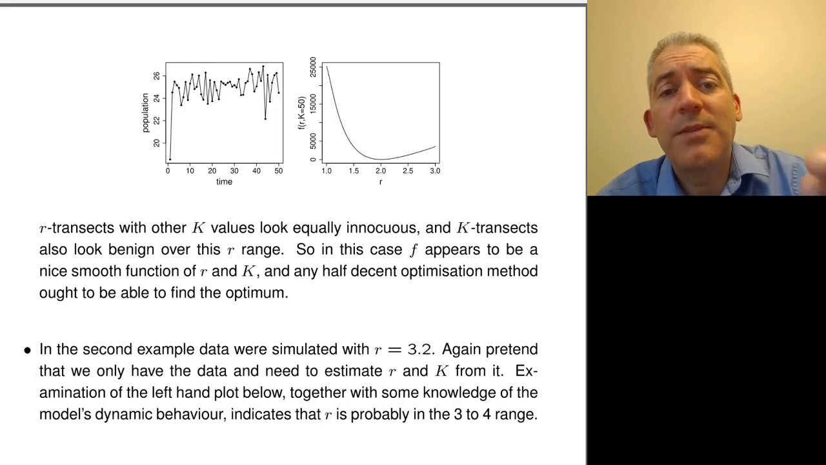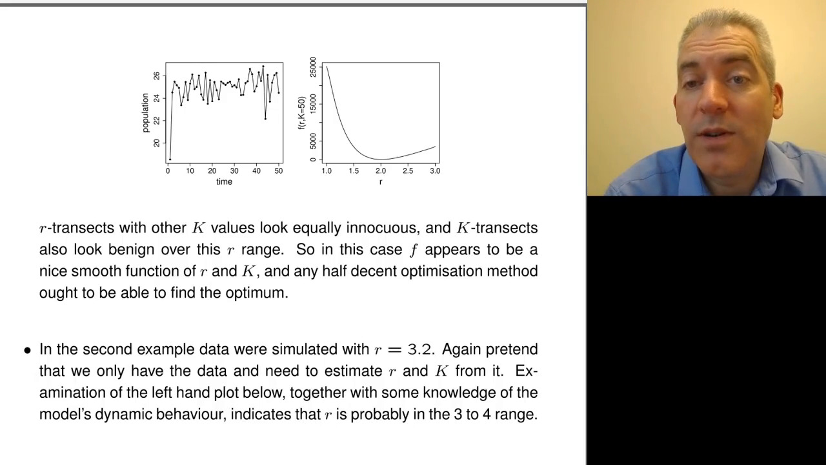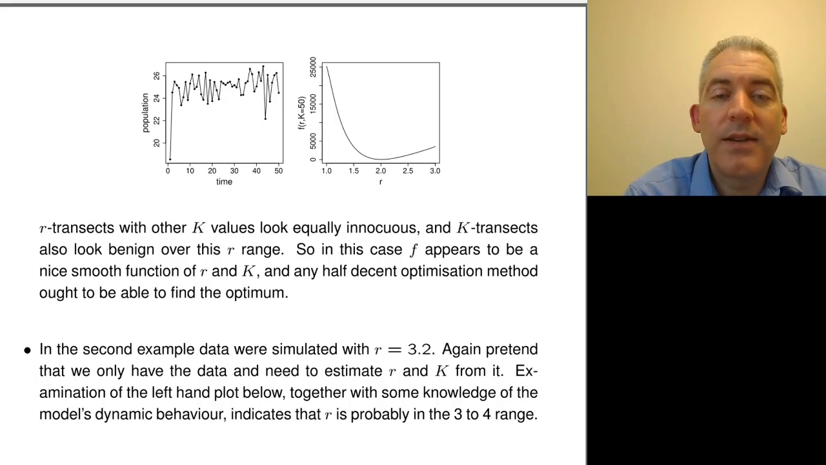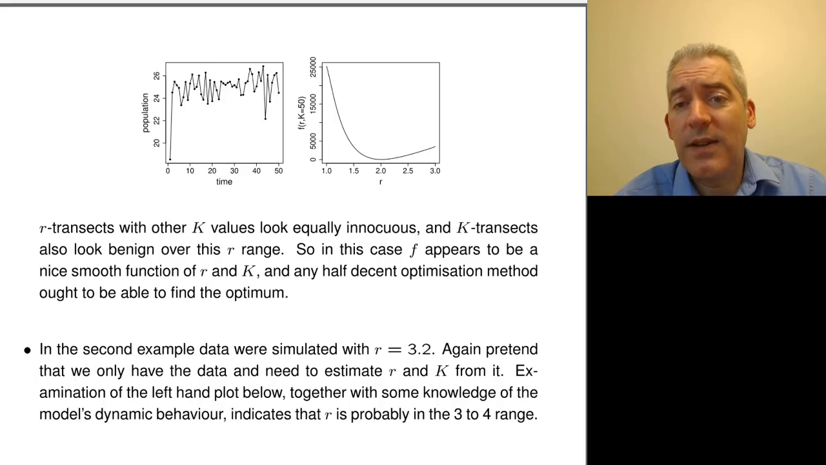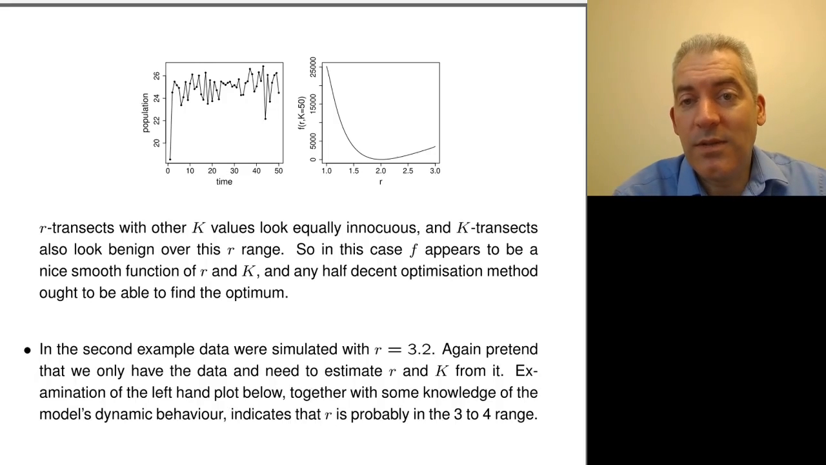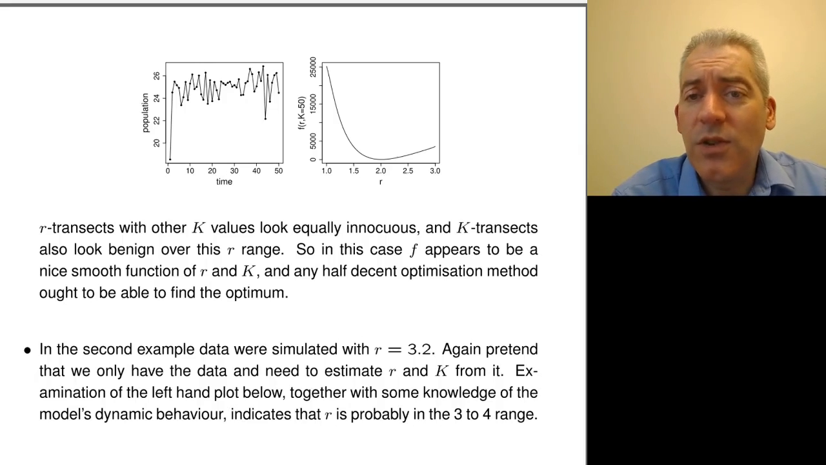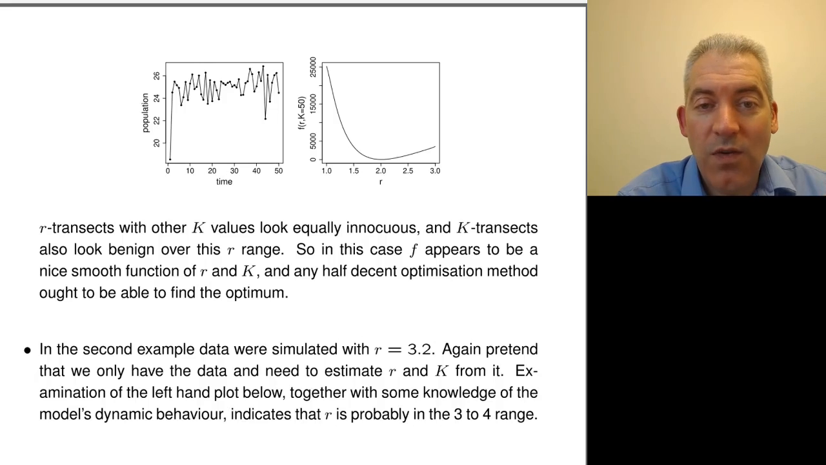And you see that it's got a nice minimum at around about 2, which is good because that was the value used to simulate the data. So you see that everything is working quite nicely here, at least if we fix K to the value that was used to simulate the data. When we look at the cost function as a function of R, it's nice and smoothly varying and has a nice well-defined minimum at around about the true value that was used to generate the data. So that is all great.